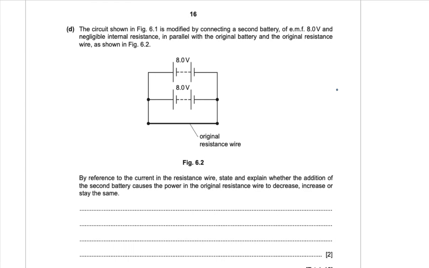Part D, the circuit shown in figure 6.1 is modified by connecting a second battery of the same EMF, that is 8 volts. It is again connected in a parallel connection. It is connected in parallel with the original battery and the original resistance wire. By reference to the current in the resistance wire, state and explain whether the addition of the second battery causes the power to decrease, increase, or stay the same. Over here, due to the parallel connection of batteries, the PD across the original resistance wire is still going to be 8 volts, and the current also stays the same. Hence, power is going to be the same again.